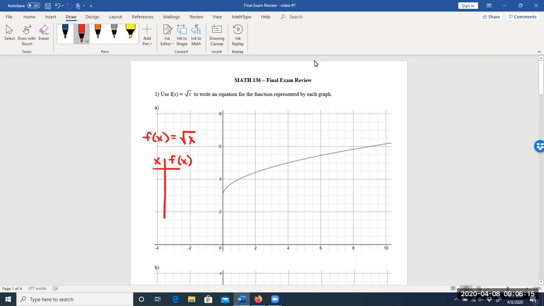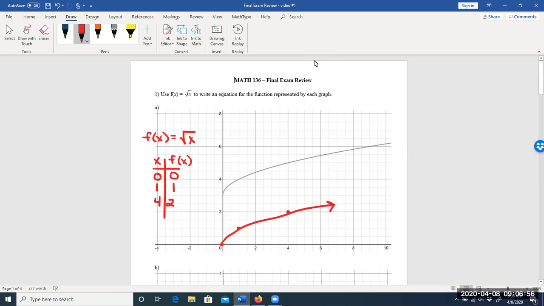So if I plug in 0 for x, I get 0 because the square root of 0 is 0. If I plug in 1, I get 1 because the square root of 1 is 1. And if I plug in 4, I get 2 because the square root of 4 is 2. I chose not to plug in 2 or 3 because I wouldn't get a nice pretty point. So if I graph the parent function, it looks like this.